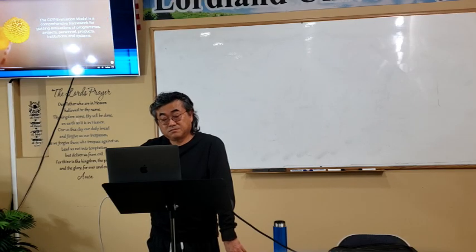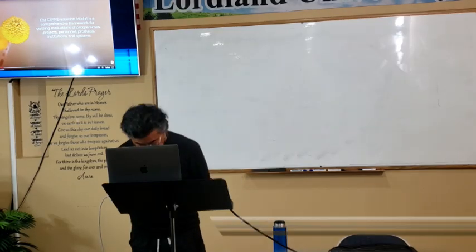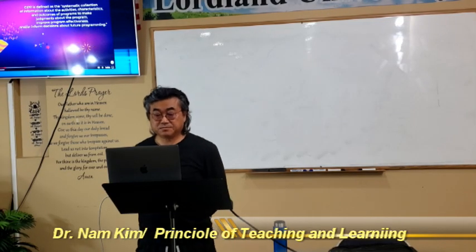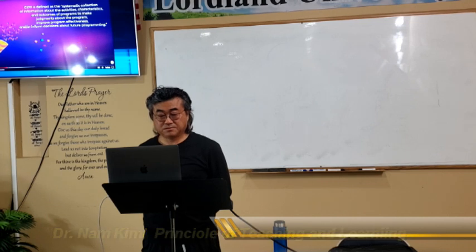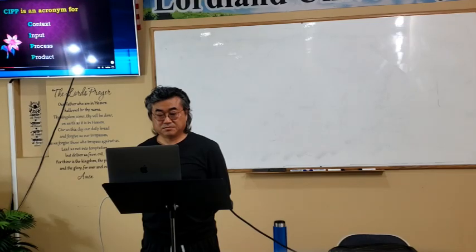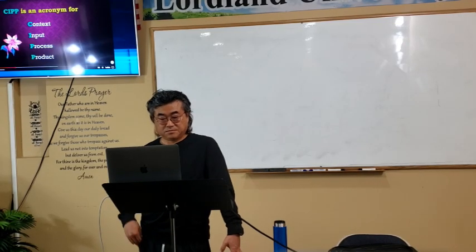The CIPP evaluation model is a comprehensive framework for guiding evaluations of programs, projects, personnel, products, institutions, and systems. CIPP is defined as a systematic collection of information about the activities, characteristics, and outcomes of programs to make judgments about the program, improve program effectiveness, and or inform decisions about future programming. CIPP is an acronym for context, input, process, and product.